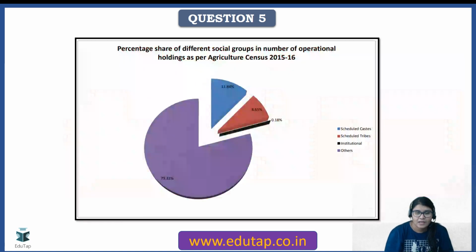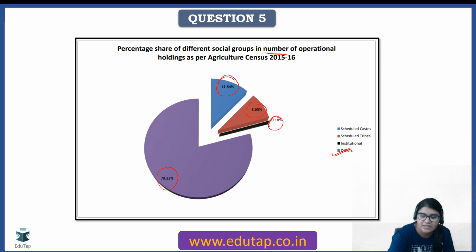So you can see here percentage share of different social groups in number of operational holdings as per Agri Census 2015-16. Again, number. So you can see the majority is held by others. And if you see scheduled caste 11.84%, then scheduled tribe 8.65%, then you have institutional, not by a particular person belonging to a social group, but institution holding that, 0.18%, and the others take the majority of the share. Understood? Very simple.